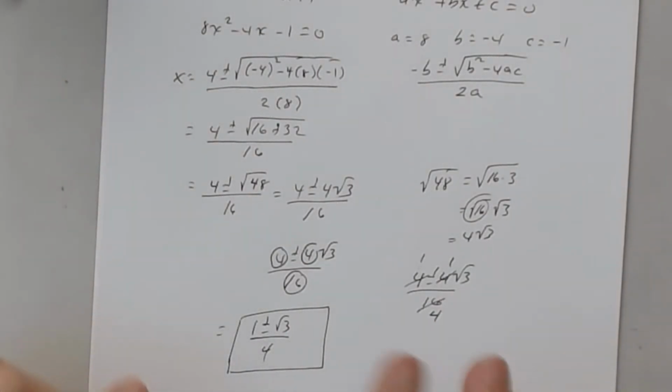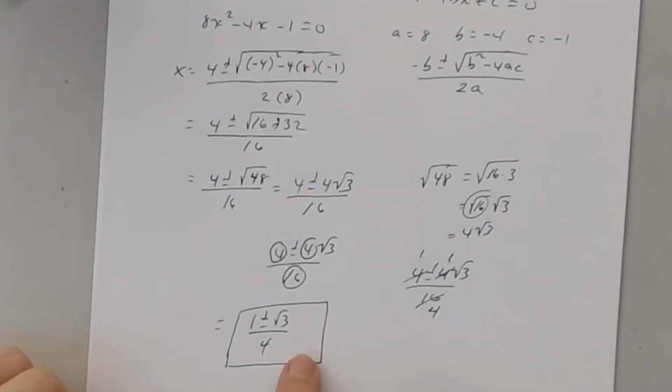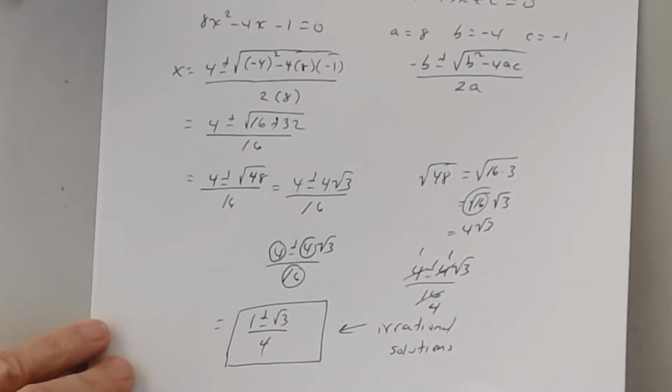All right. Now, what kind of solutions are these? Rational or irrational? Irrational. So these are irrational solutions. So that's why you see it written like this. Okay, let's do number 2. Number 2.